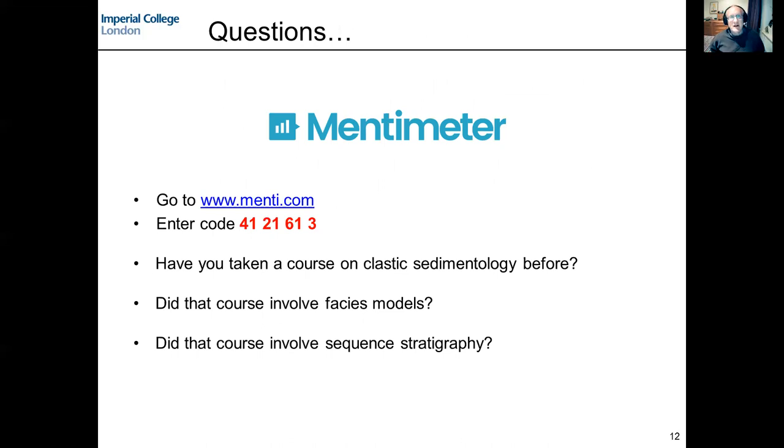Okay, so at this stage in the classroom, or in 2020, it was a remote classroom, we had a break and I asked the students some simple questions, really just to get a sense of what they'd done before. The students on the course had very different backgrounds. They'd been educated in different universities from all around the world. So just to get a baseline about how they were doing. Had they taken a course in sedimentology before? Pretty much everyone had. Did that course involve facies models? People tend to be a bit more reticent about replying to that. So that was a sort of maybe. And did that course involve sequence stratigraphy? People were also a bit reticent about that.